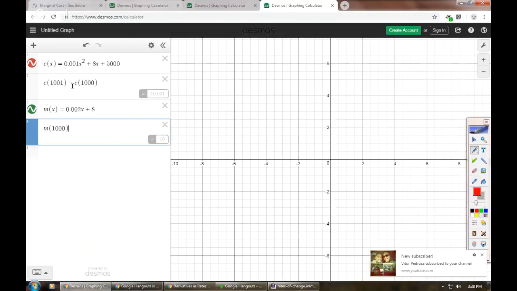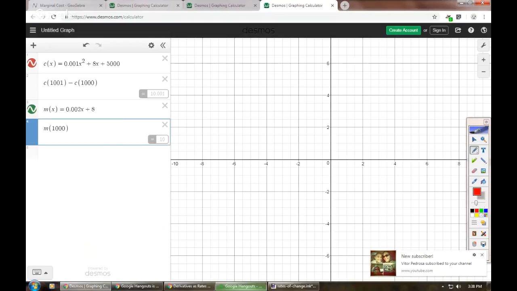So you can see that the marginal cost is close to the instantaneous rate of change. But technically, marginal cost is just a difference between two cost values. But often it's easier, if you have an equation, to play around with the derivative to estimate that.